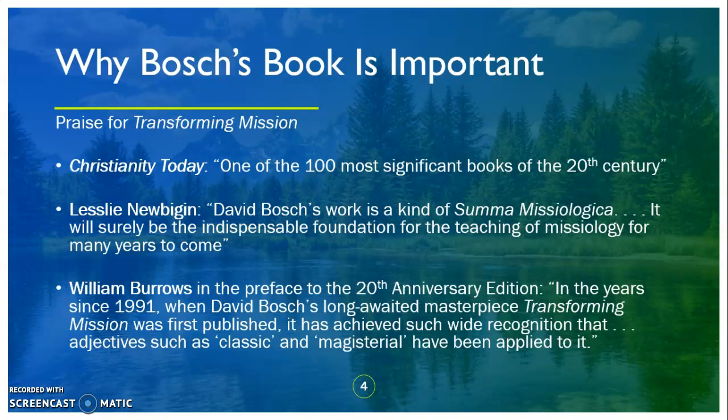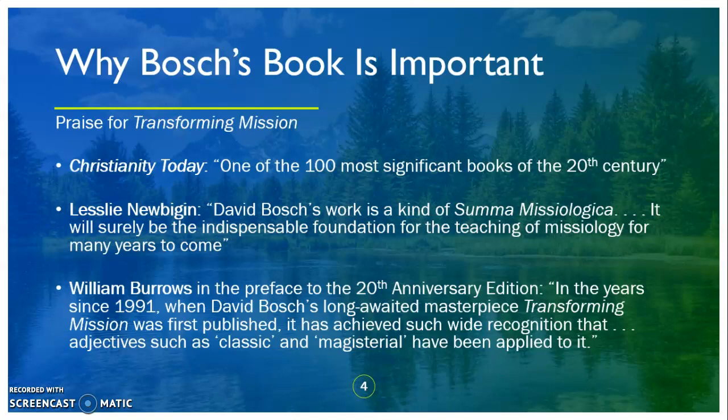Then we have Leslie Newbigin, himself a famous missiologist, a minister from the UK who went to India to minister there for many years. He said, David Bosch's work is a kind of summa missiologica. With the Latin word summa, he's referring to the famous Summa that Thomas Aquinas wrote in the Middle Ages, in which he tried to summarize all of theology. And so Newbigin is saying that Bosch has done something similar in the discipline of missiology.